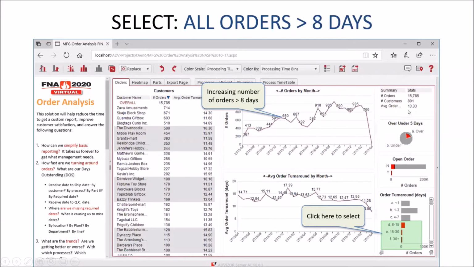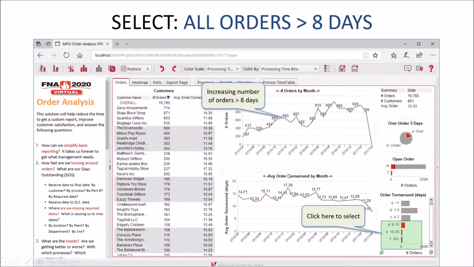And what happens when I selected the bar chart, I see the number of orders that are over 8 days is going up pretty dramatically. I was running 400 a month a couple years ago. I'm up to 900 a month now. That's not a great trend. The order turnaround time on the long orders is consistent, but the problem is there's more of them.